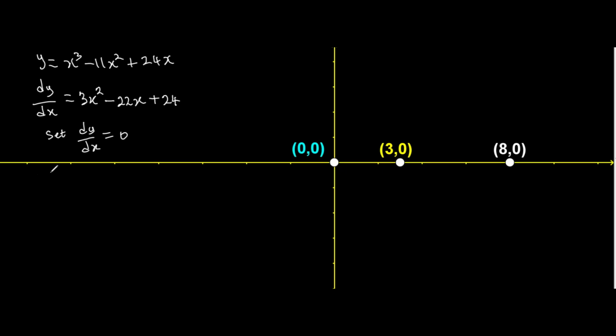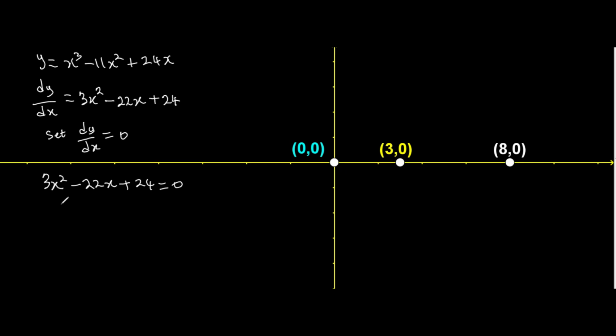So that means we are going to have 3s squared minus 22s plus 24 equals 0. Now, again, we factorize here, of course, believing that we've mastered the art of factorization. You can, of course, use any other method to solve this. We need to find the values of s.